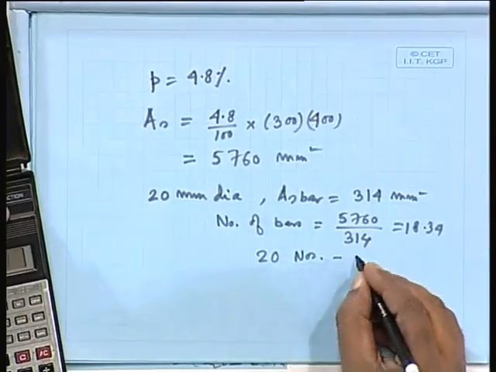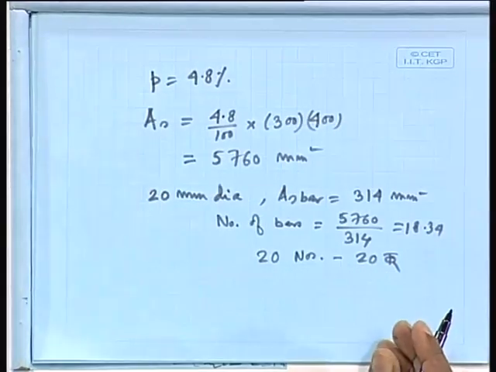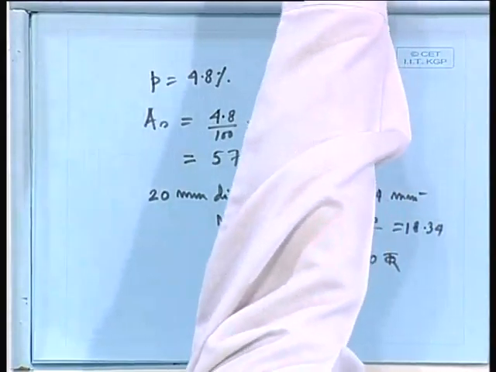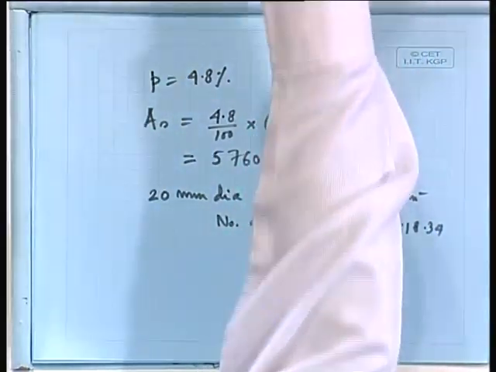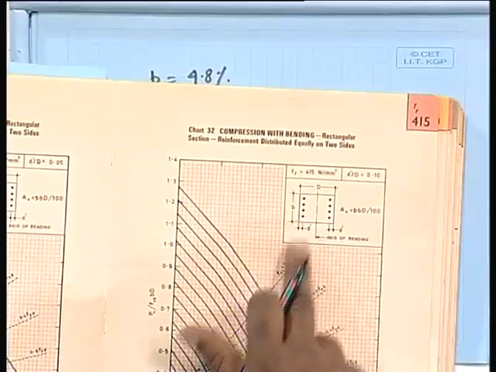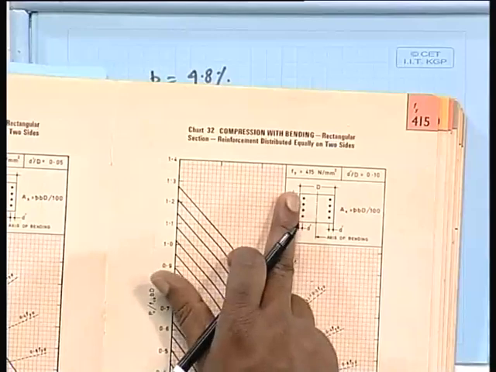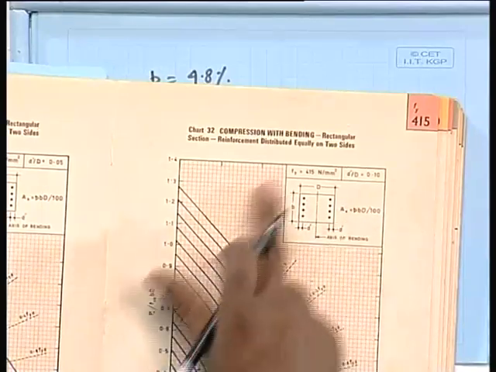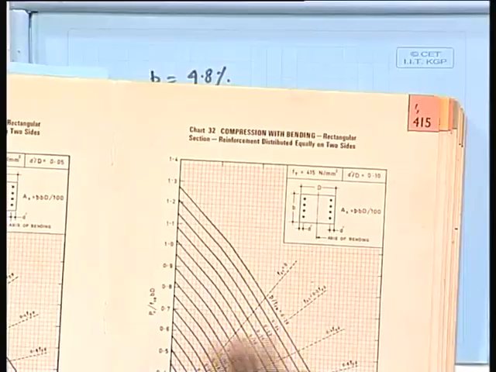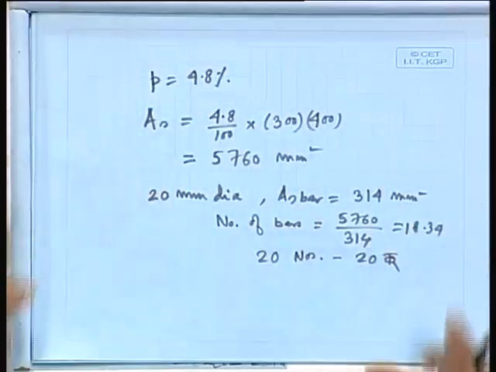So 20 numbers, 20 torr, that we have to provide. Let us find out, and we have assumed, because we have taken a section, please note, we have taken a section. I think you could find out that we are providing the reinforcement in only the two sides, not all through. So that means now we cannot provide these 20 number bars all through.